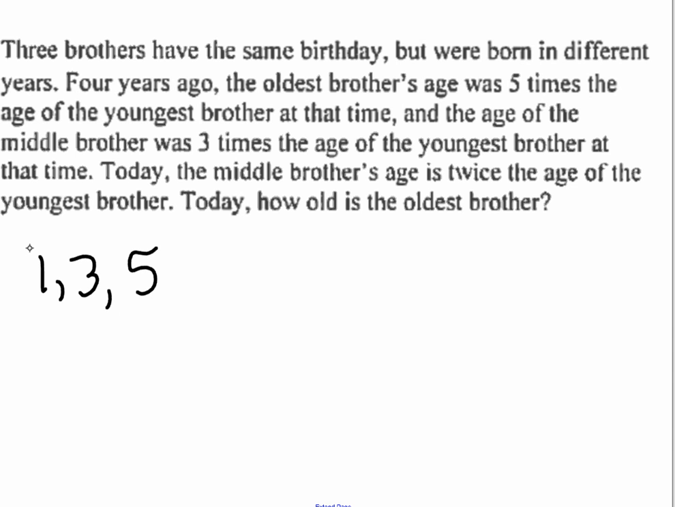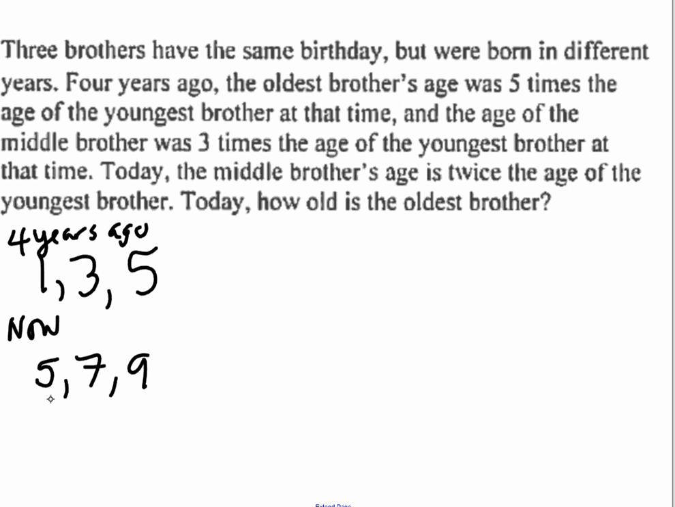Now that was 4 years ago. So that means now we need to add 4. So we're going to get 5, we're going to get 7, and we're going to get 9. So now the question is, is the middle brother twice the younger? The answer is no. So then we could try, what about if the younger brother was 2?